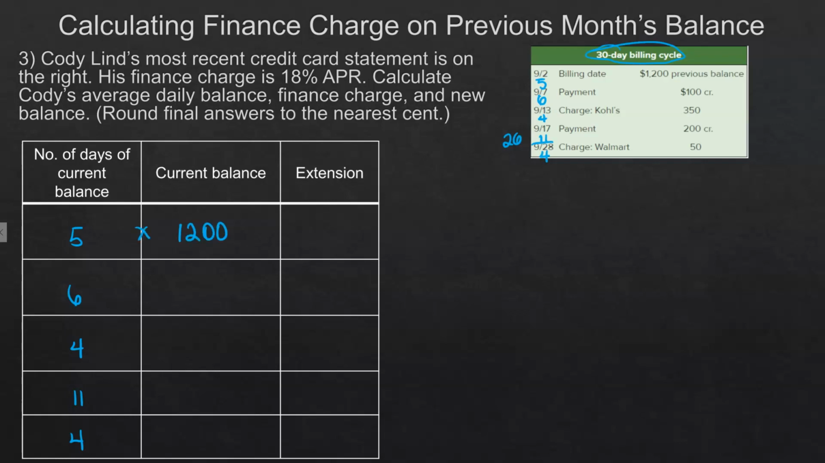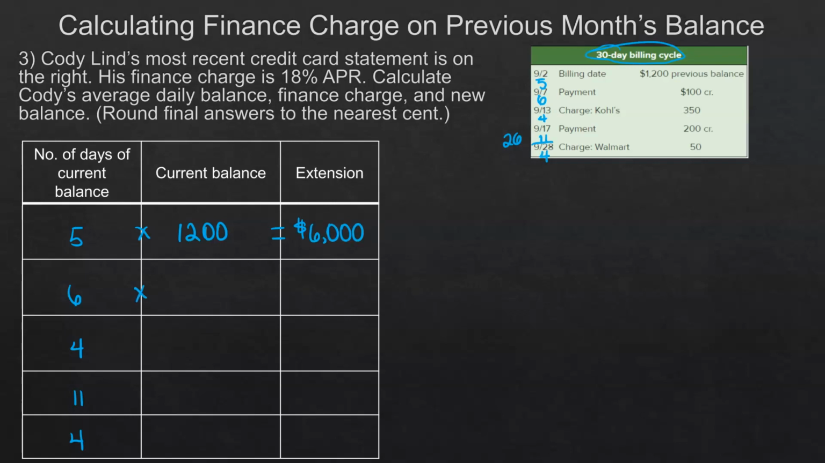And you guys, as far as putting dollar signs and stuff, that's kind of up to you on how you do that. But we just take that and multiply. So for 5 days, we had a balance of $1,200, and that would give us a total on our extension of $6,000. And then what happens?